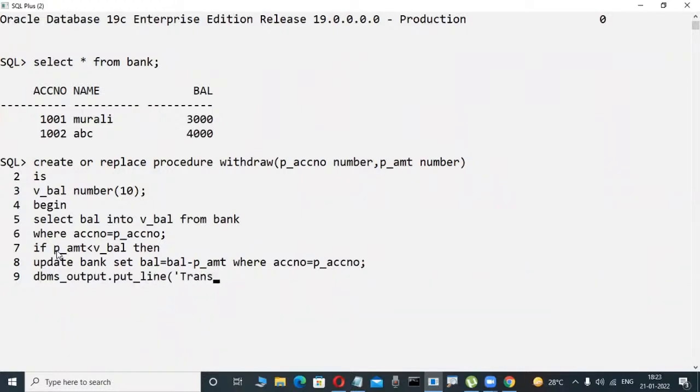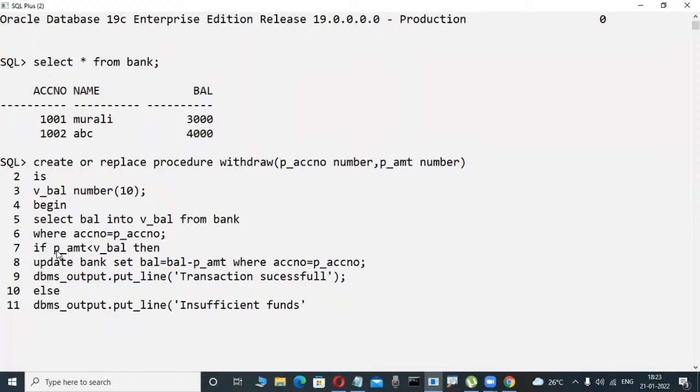Transaction successful. Don't worry about this one, just observe it here. Else, simple coding, some coding is there. And now check it out: insufficient funds, else insufficient funds. Okay, some coding is there. This is not a difficult coding, take it easy.